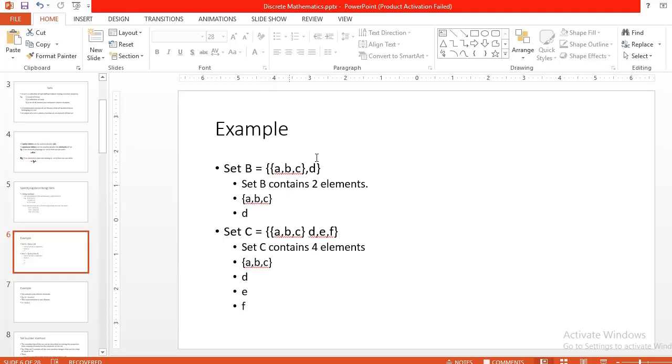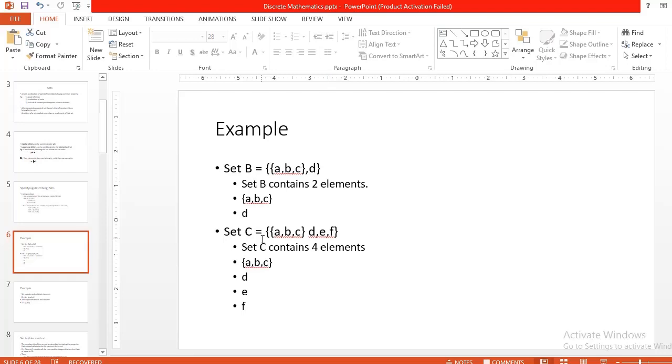Because in the curly braces there is one element that is described in another set of curly braces, that is {A, B, C}. So we can say that {A, B, C} is totally one element, the first element of the set B. And after the comma, D is a single element, the second element of that set B. So this set B contains two elements.